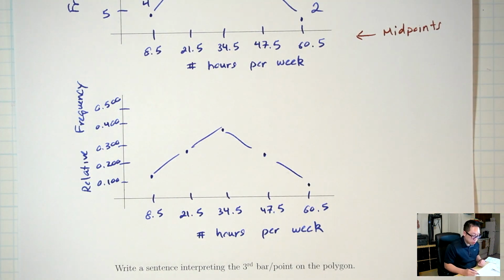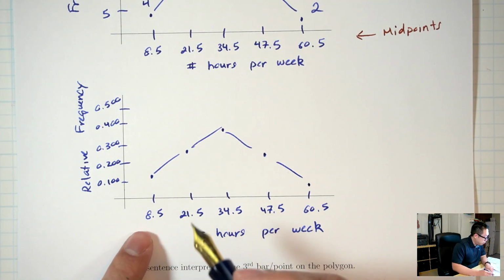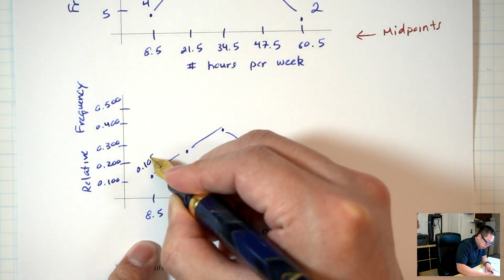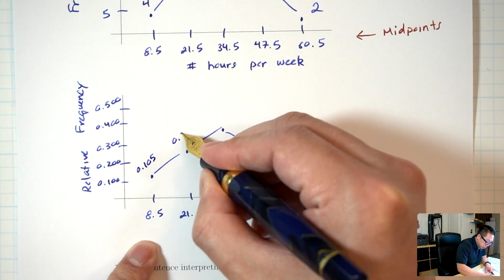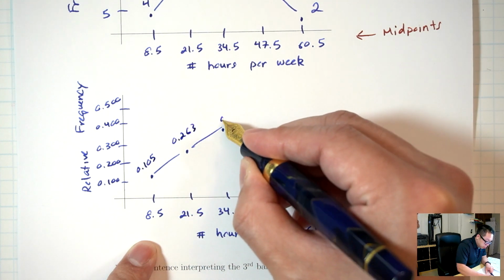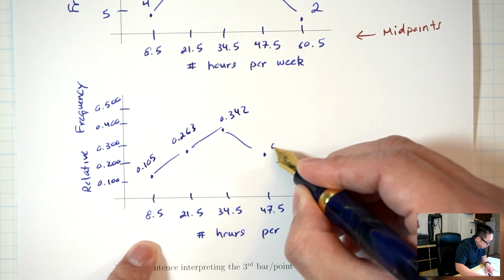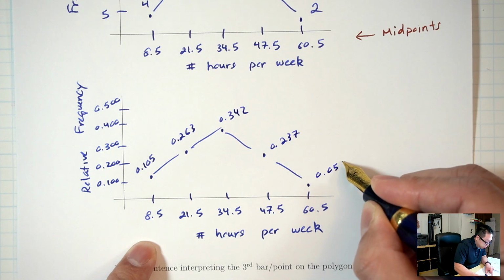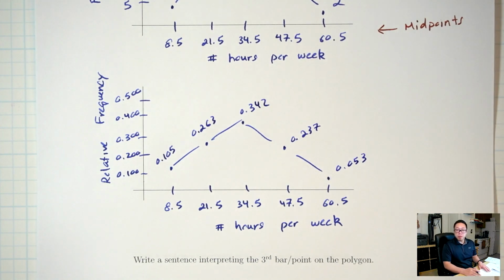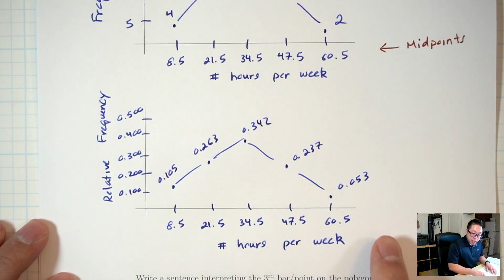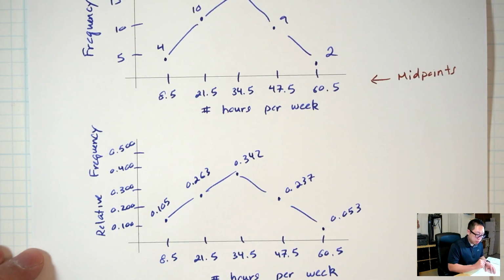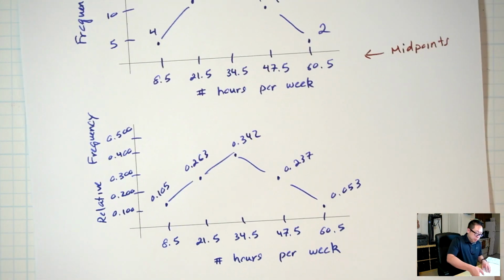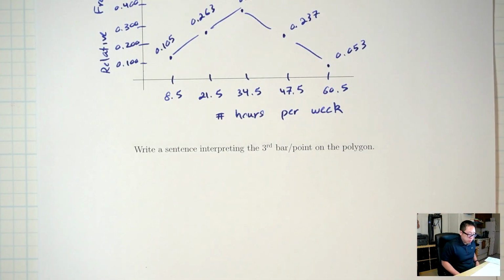And then I'm going to label the points with the heights. 8.5 was 0.105. The next one was 0.263. 0.342. 0.237. And then finally 0.053. And that's a relative frequency polygon. So once again, midpoints on the x-axis, and then the graph is dots and lines. Last part, write a sentence interpreting the third point on the polygon.